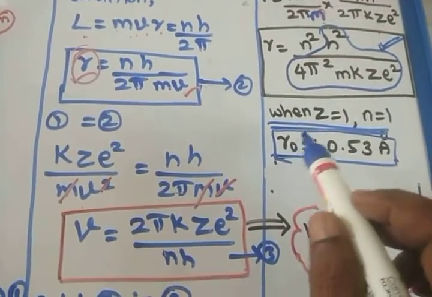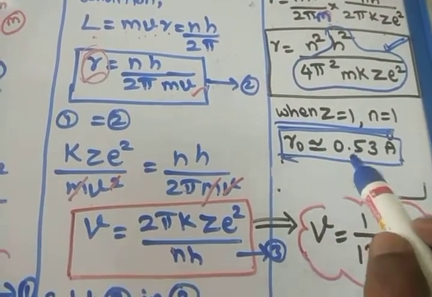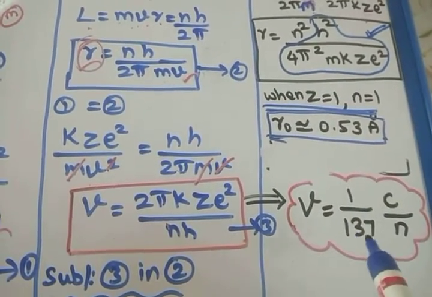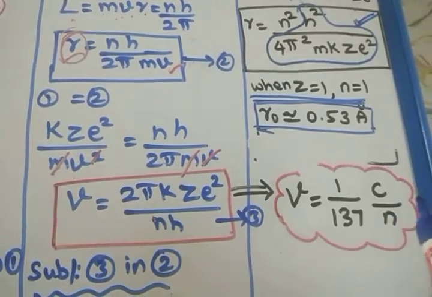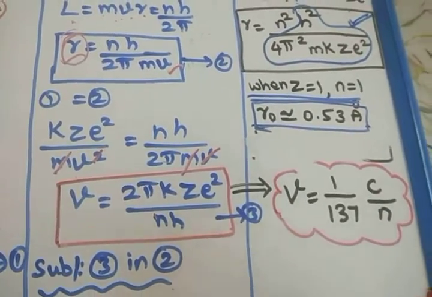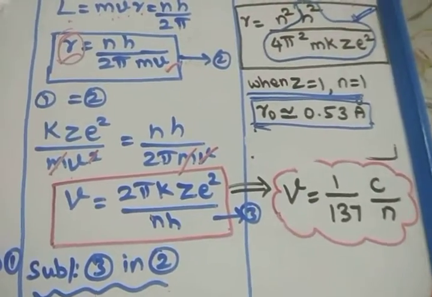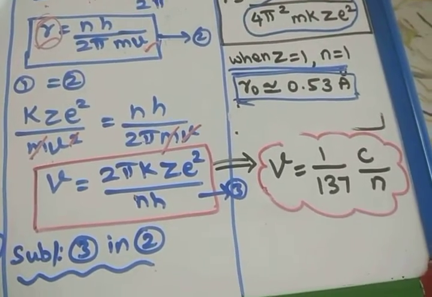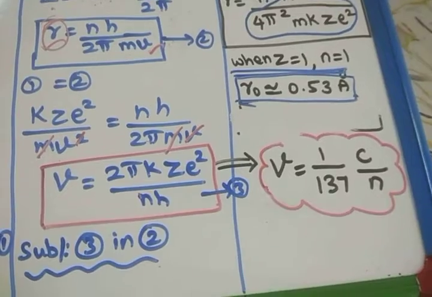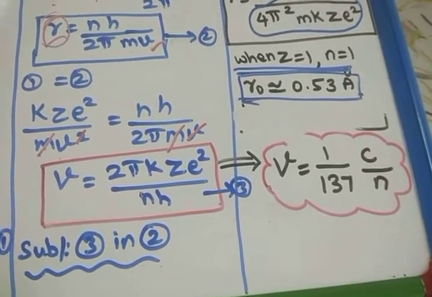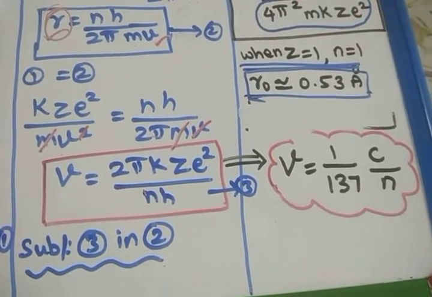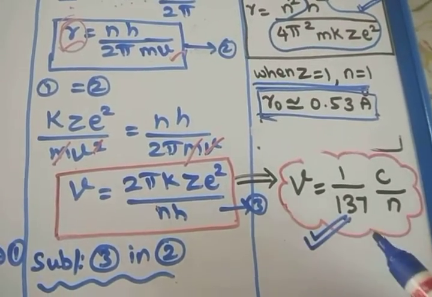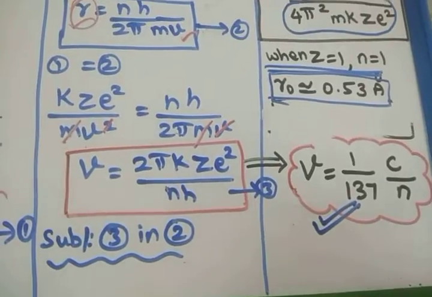By substituting this r0 value, we can calculate the velocity is equal to 1 by 137 c by n. So the velocity is 1 by 137 c by n. This explains the fine structure constant. This is the fine structure constant, explained clearly. So the Bohr atom model clearly explains the spectral series also.